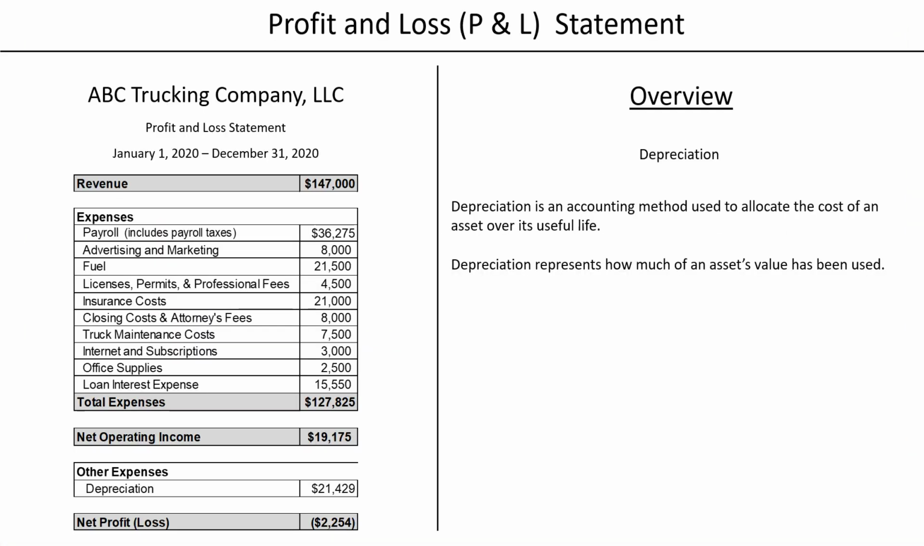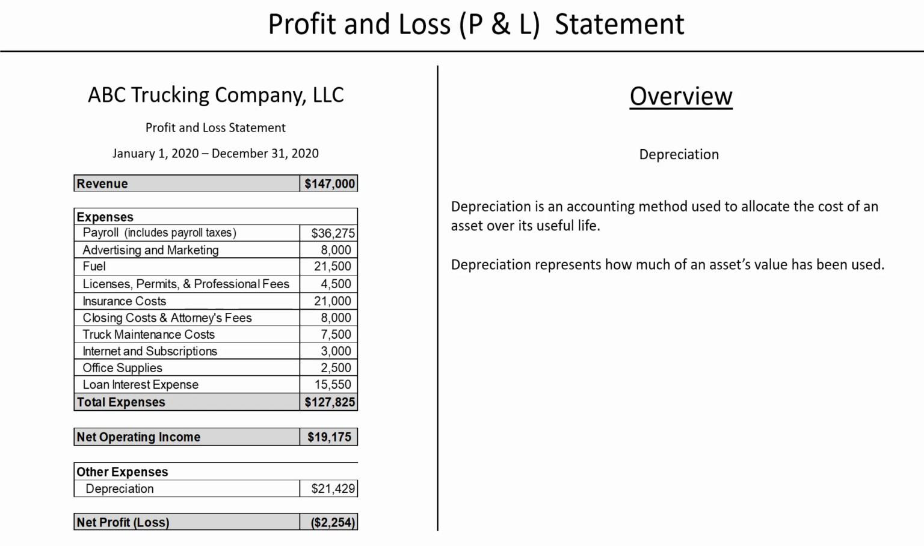So in our example, the ABC Trucking Company purchased a dump truck for $160,000 with a useful life of 7 years. Although the company purchased the truck in the first year, they have to allocate the cost over 7 years as depreciation. So annual depreciation cost is $160,000 divided by 7, or $21,429.